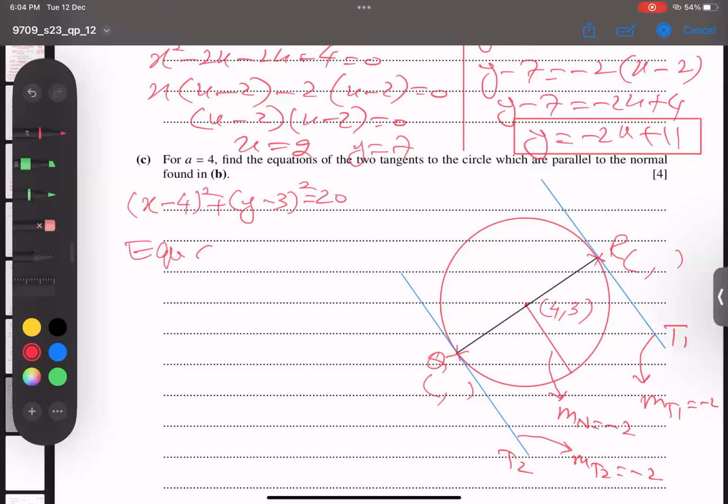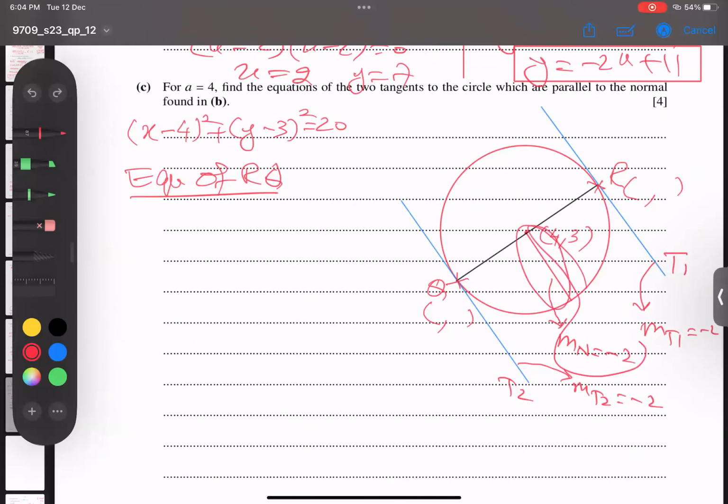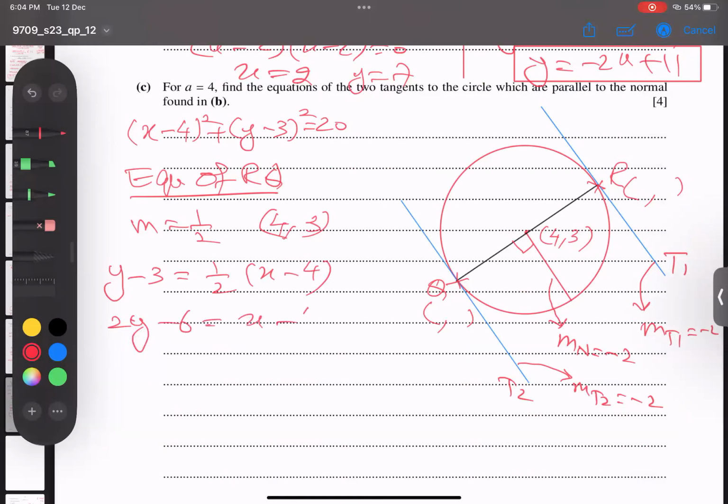Equation of RQ, my job number one. Do you have this black line's gradient? Yes, we have. If you don't know, what is the red line's gradient? The normal is -2. What is the black line's gradient? Because this is 90 degrees to the normal, and the normal is -2, this black line will be positive half. So I'm using the gradient as positive half, and I'm using (4, 3). So let's find: y - 3 = ½(x - 4). Multiplying by 2: 2y - 6 = x - 4. So 2y = x + 2.